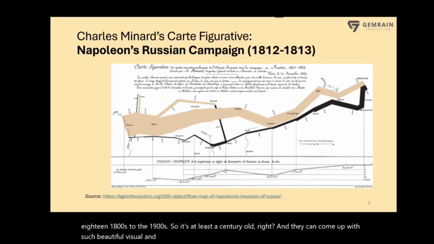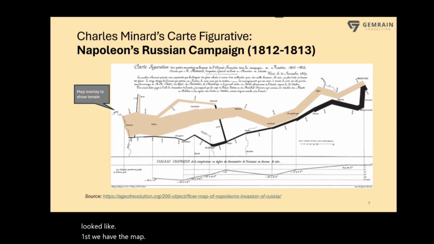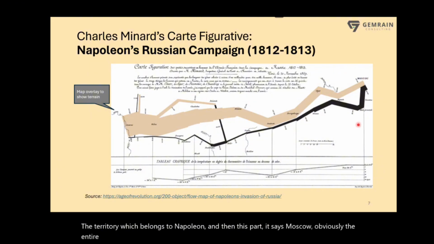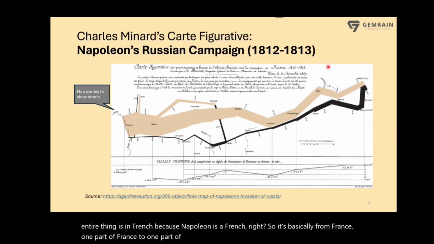And I just want to quickly do a short breakdown of what this chart looks like. First, we have the map that is overlaid to show the terrain from this part of the territory, which belongs to Napoleon, and then this part says Moscow. Obviously, the entire thing is in French because Napoleon is French, right? So it's basically from France to one part of Russia called Moscow.